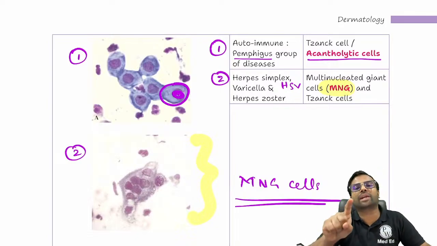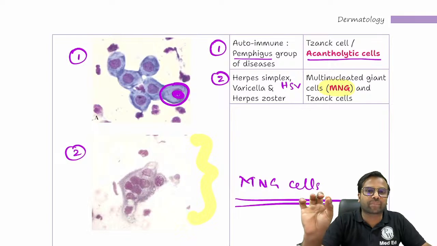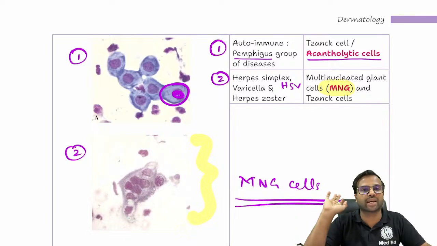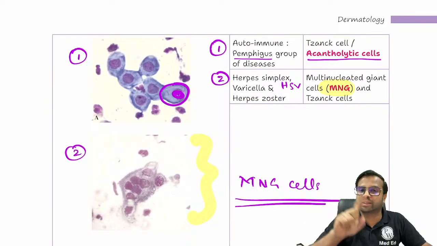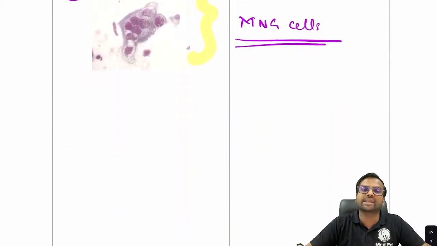So what all of you will remember is, if it is an infection, then always go for multinucleated giant cells. If it is a disease from the pemphigus group, like pemphigus vulgaris or pemphigus foliaceus, then your answer should be Tzanck cell or acantholytic cells.